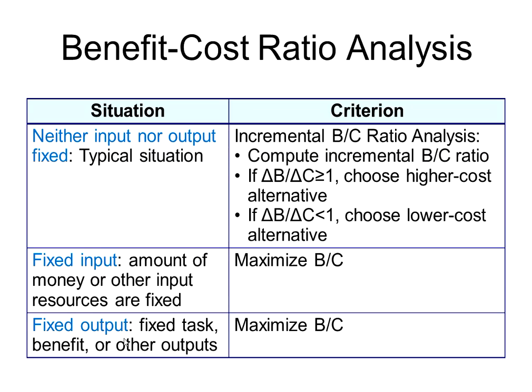There are two other situations that are somewhat simpler. One is when we have a fixed input, which means we have a fixed amount of money or other input resources. In that case, we maximize the benefit to cost. Or in the fixed output situation, when we have a fixed task or benefit or other output, then again we maximize the benefit to cost.